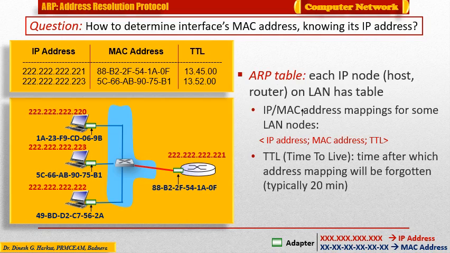There are both network layer addresses, for example Internet IP addresses, and link layer addresses, that is MAC addresses. Hence, there is a need for translation between them, which in the case of the Internet is done by the Address Resolution Protocol, that is ARP.